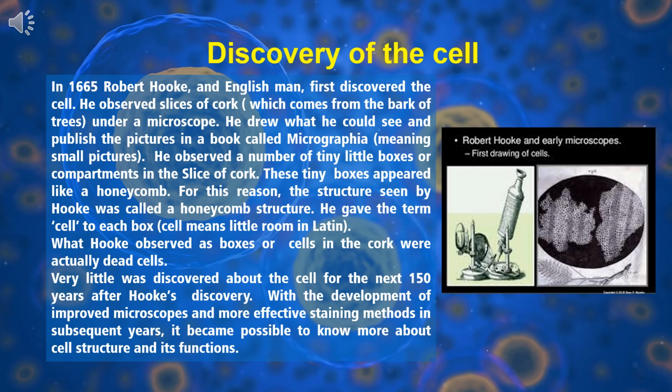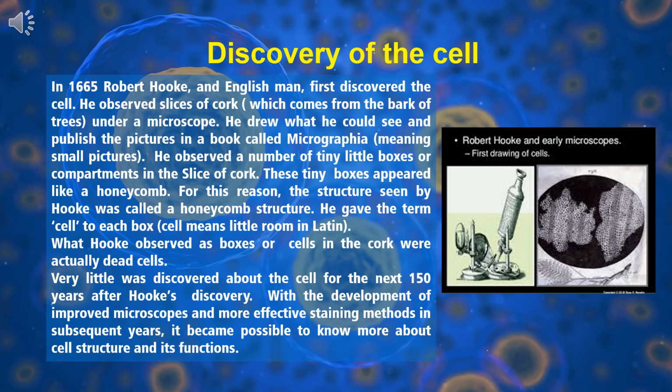discovery of the cell. In 1665, Robert Hooke, an Englishman, first discovered the cell. And this is your question number 1 also in answer briefly. Question number 1 is who discovered the cell? So you will write the answer. Answer is Robert Hooke, an Englishman, first discovered the cell in 1665. Okay.